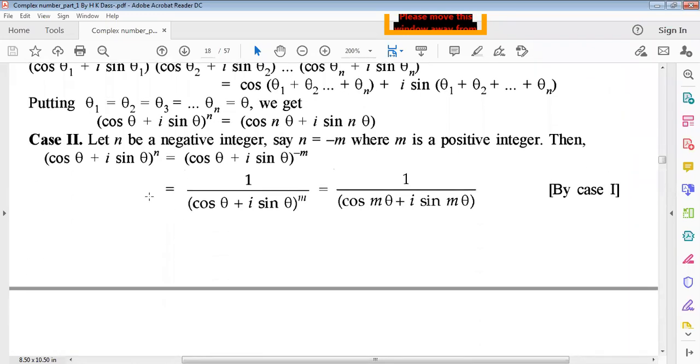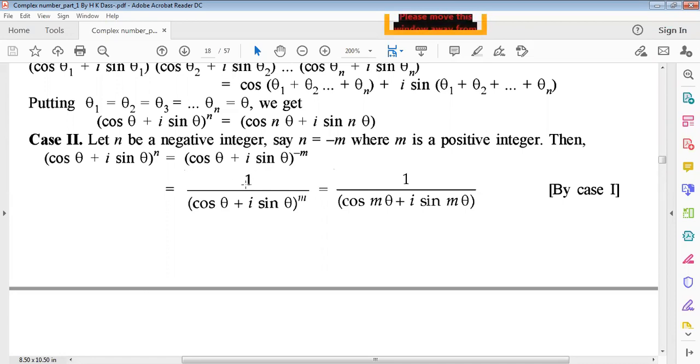Now for case 2, let n be a negative integer. That means n equals minus m, just taking a negative integer where m is positive. If m is positive, then n equals minus m will be negative. Remember it. So (cos theta + i sin theta) to the power n can be written with n equals minus m.